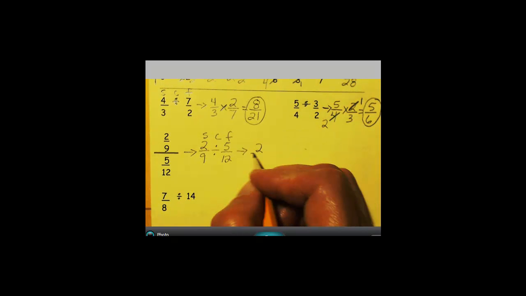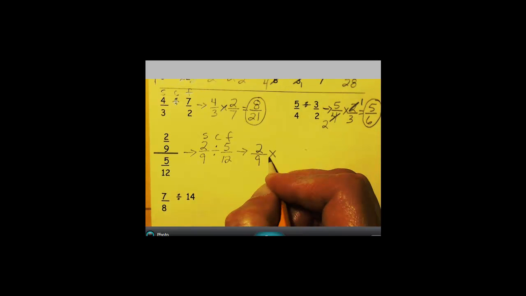And then we look diagonally: 9 and 12 are both multiples of 3, so we can divide. 9 divided by 3 gives us 3. 12 divided by 3 gives us 4. So we can multiply straight across. We end up with 8/15.